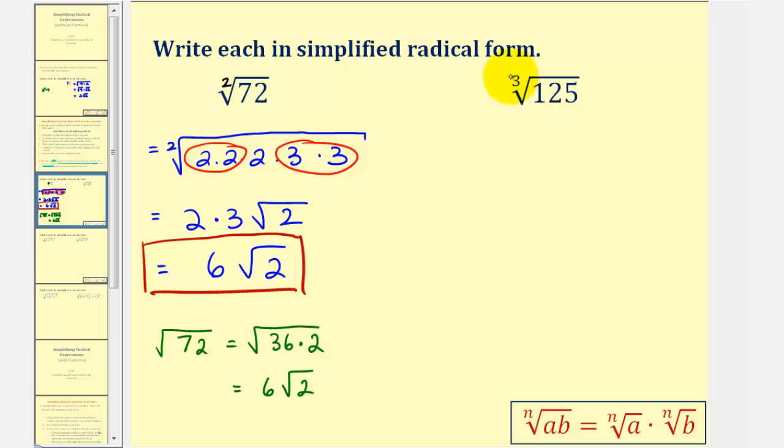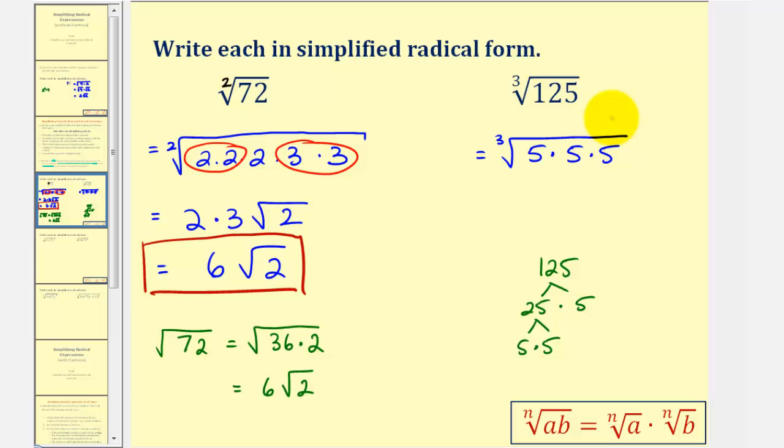Notice here, because we have a cube root, we'll be looking for groups of 3 equal factors. So let's write the prime factorization of 125. Well, that's 25 times 5, and 25 is equal to 5 times 5. So notice that 125 is equal to 3 factors of 5. So we can write this as the cube root of 5 times 5 times 5. And because the index is 3, notice how we have 3 factors of 5, so we're circling all of these factors, which means this simplifies perfectly to just 1 factor of 5.